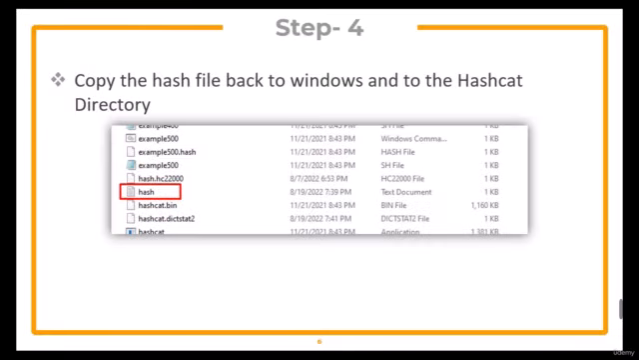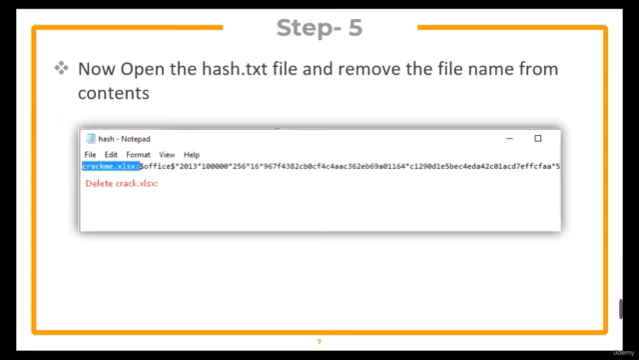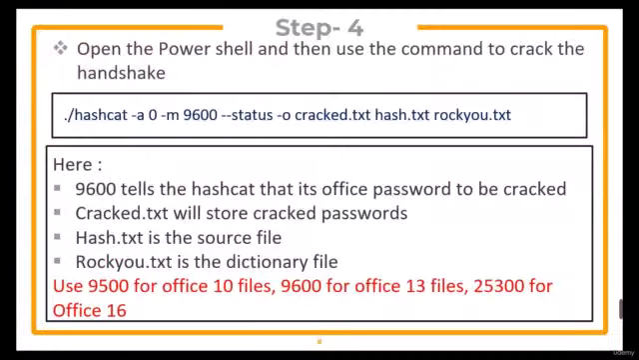Now copy the hash file back to Windows and to the Hashcat directory. Now open the hash.txt file and remove the file name from the contents. Now we need to open PowerShell and then use the given command to crack the hash. Here -a 0 flag tells that it is a dictionary attack and -m 9600 tells Hashcat that it is an Office password that is to be cracked. Crack.txt will store the cracked password. Hash.txt is the source file and rawq.txt is the dictionary that we have already downloaded.